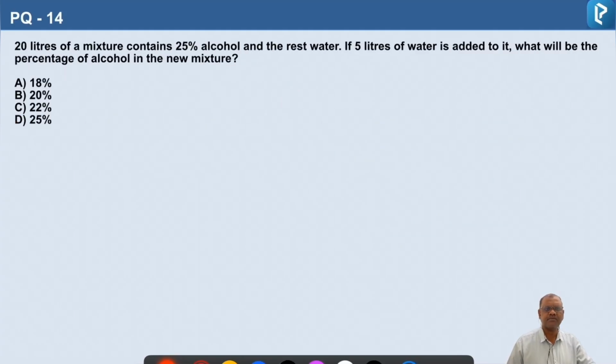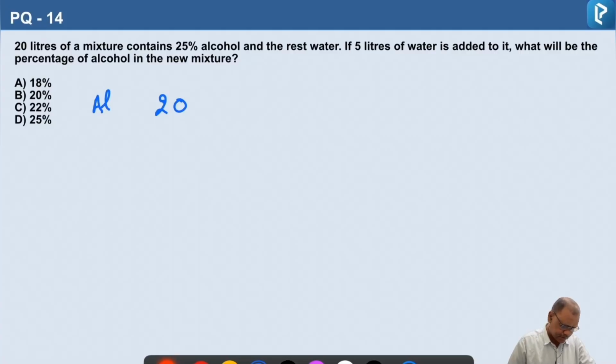Question number 14. 20 liters of a mixture contains 25% alcohol and the rest as water. If 5 liters of water is added to it, what will be the percentage of alcohol in the new mixture? So we have alcohol and water in a mixture. The total quantity is 20 liters. In this we have alcohol 25%.